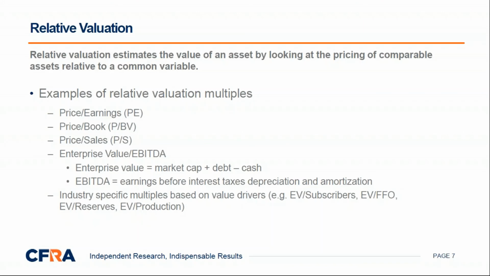Then we have sector-specific multiples. While earnings, book value, revenue, and EBITDA multiples can be computed for firms in any sector across the entire market, there are some multiples that are specific to an industry or a sector. Examples include enterprise value to subscribers in the telecom or cable industries, or enterprise value to funds from operations in the REIT industry, and enterprise value to reserves or production in the oil and gas space. These can be very useful, but not always directly related to fundamentals, and they only work for specific industry subsets.